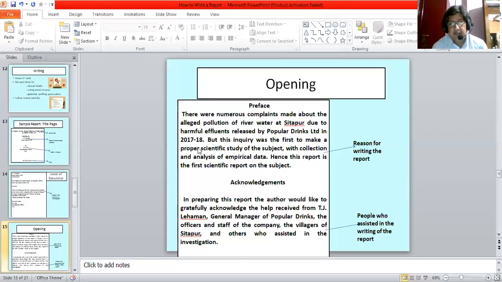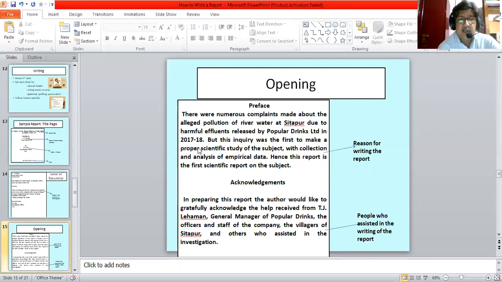So we can understand that the report has been written to undertake a scientific study to prove whether there really is a case for pollution as a result of industrial pollution over here or not. Then the acknowledgement section follows after this, in which the writer of the report expresses his or her thanks to various people, organizations, institutions who have helped in collecting the evidence and data for the report.